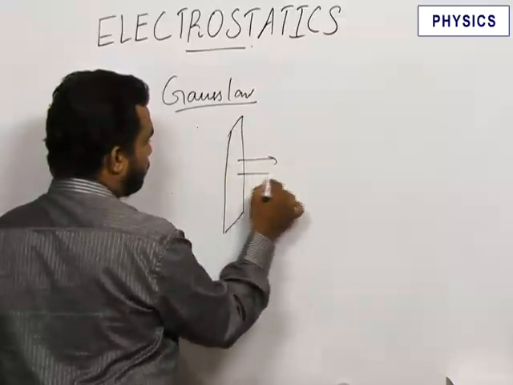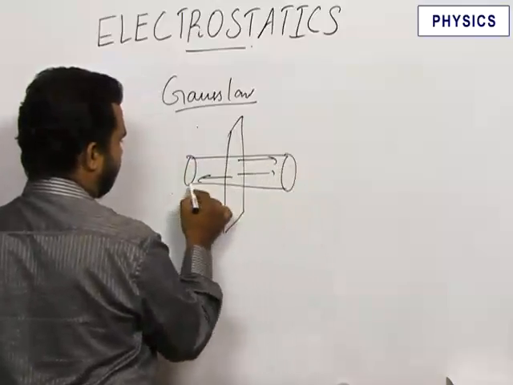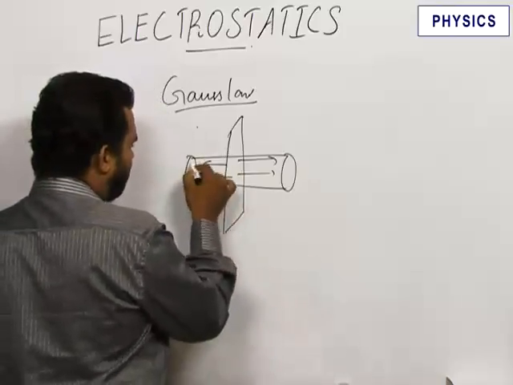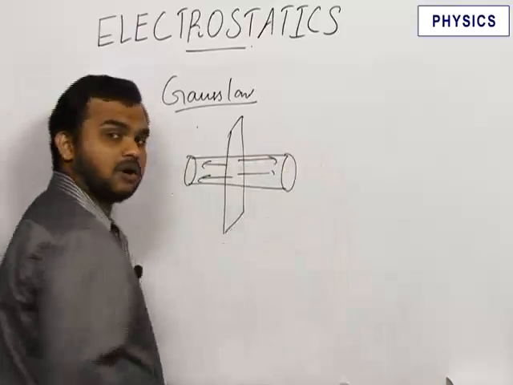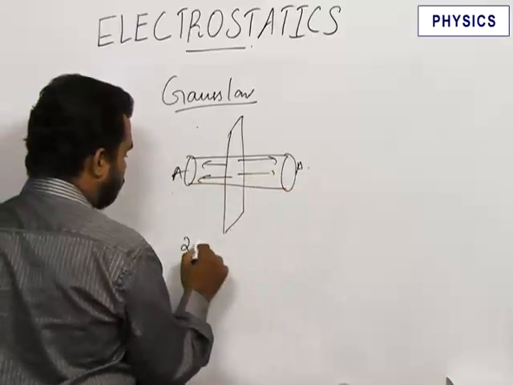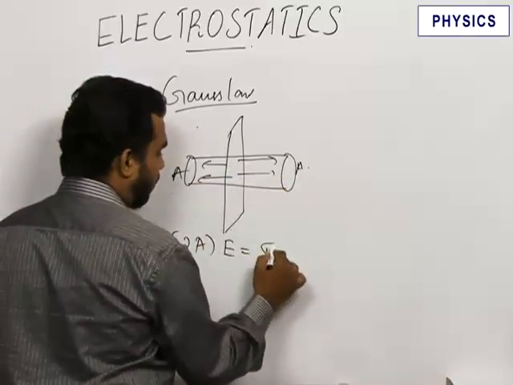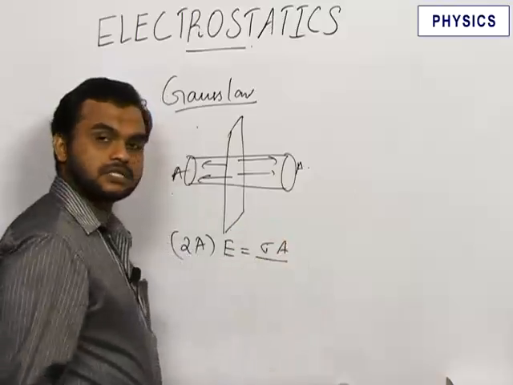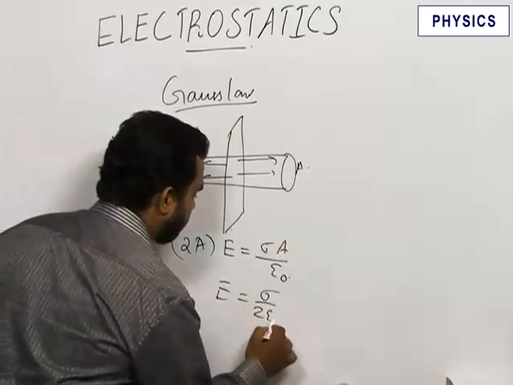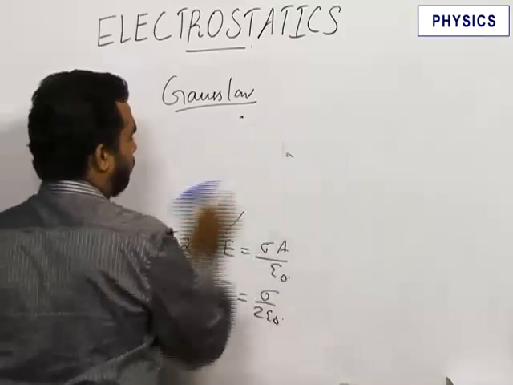Similarly, in this plane sheet of charge, here also we imagine the Gaussian surface to be some closed cylinder. In this case the electric field lines are outward in both directions, and only the end faces will get the electric field. The curved surface does not get the electric field. So this area is A, this area is A. The total area where the electric field is there is 2A into E, the electric field that I have to find out. The charge enclosed is sigma A, where sigma is the surface charge density, by epsilon naught. So again we got the value of electric field as sigma by 2 epsilon naught.